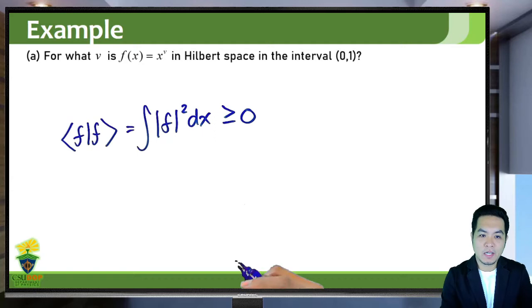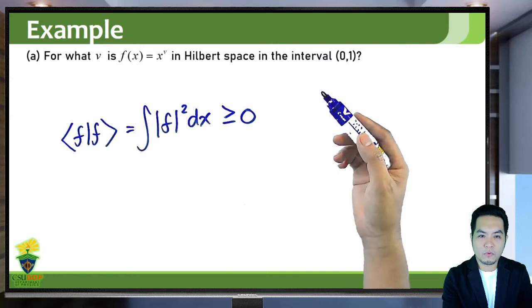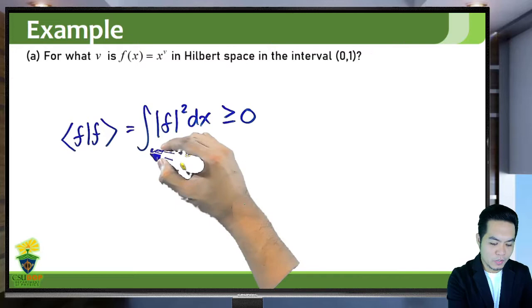We are given the interval here. So for what b is this function in Hilbert space in this interval 0 to 1? This will be our limits.